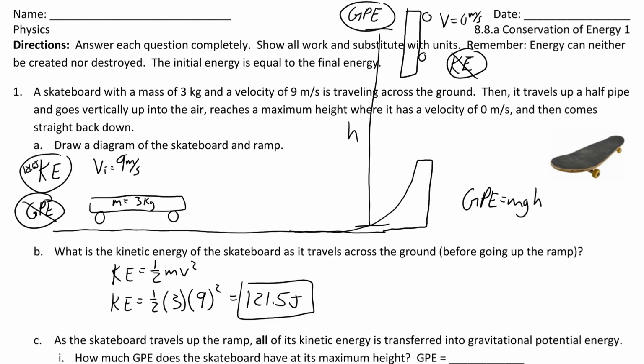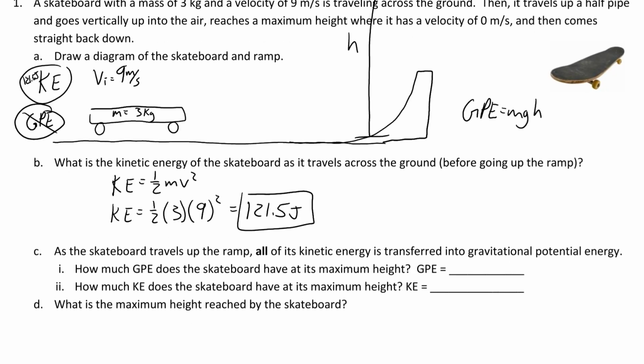But don't fear. That's the beauty of these problems. If you know the initial energy, that can help you find out what the final energy is. Luckily, we don't have any kinetic energy left over. It has all been transferred into potential. All that kinetic is potential. So the kinetic energy that we just found is still there, it's just in a different form. It's potential energy now. So this is 121.5 joules. No work necessary, which is why I didn't give you a lot of room.